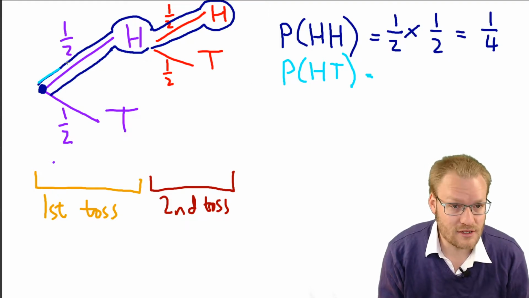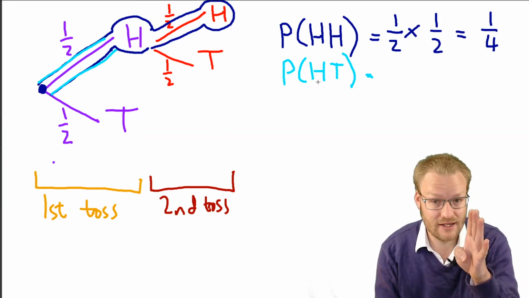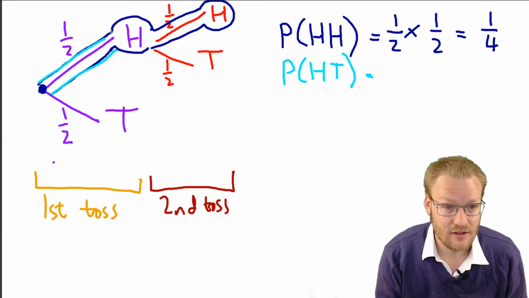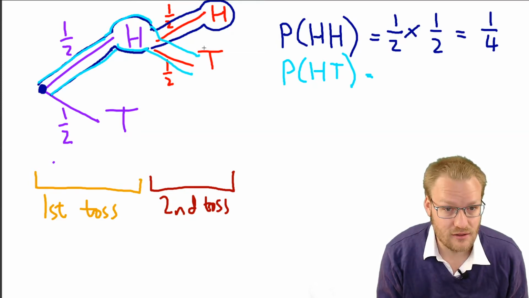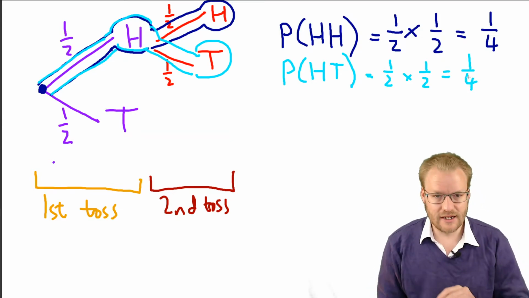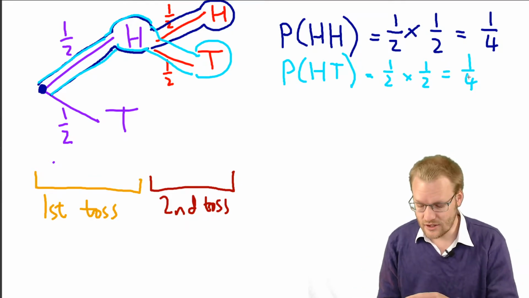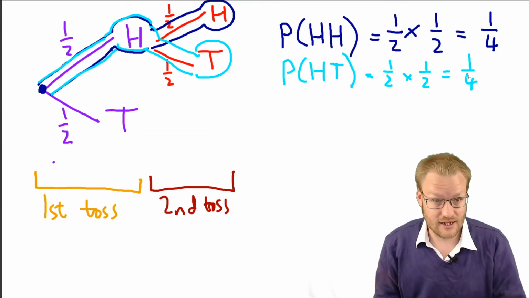Well, we must toss a head to start with. So I'm saying the order does matter. We toss a head and then we toss a tail. So we're going to get a head and then we're going to toss a tail. So it looks as likely. It's a half to get the head, it's a half to get the tail, it's a quarter. So it's as likely that I go head, head as it is that I go heads on the first one and tails on the second one.